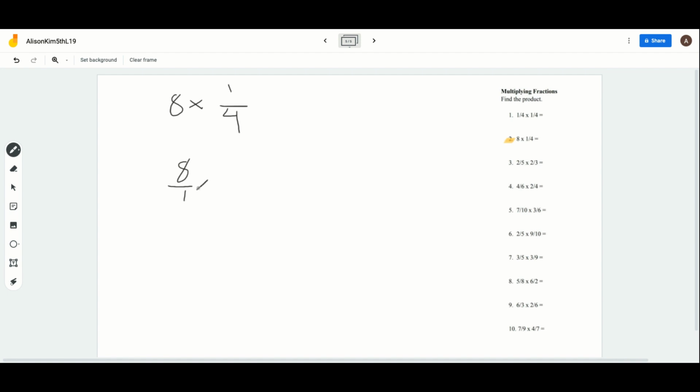So 8 over 1 times 1 over 4. And we're just going to multiply across. We get 8 over 4. And once you're finished multiplying, you always have to make sure to simplify. See if you could simplify more until it's not simplifiable, okay? And we know that 8 over 4 is simplifiable to 2. And obviously 2 over 1, you can't simplify any further. So 2 is your final answer.